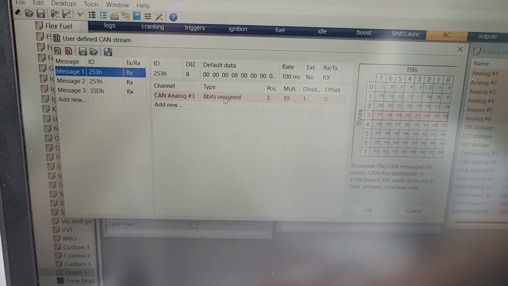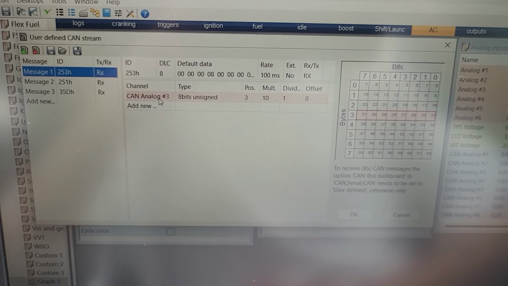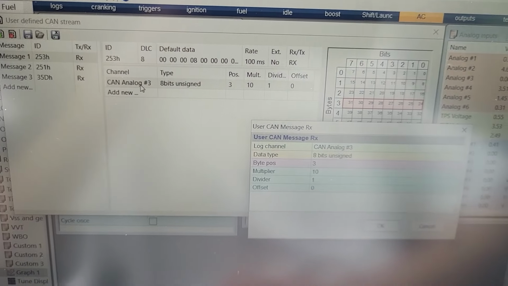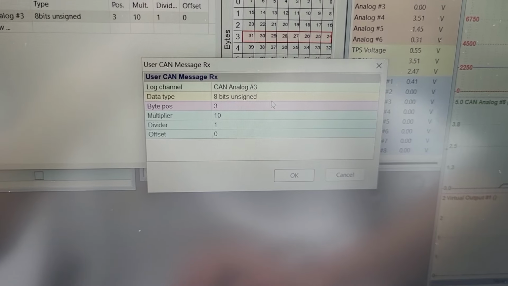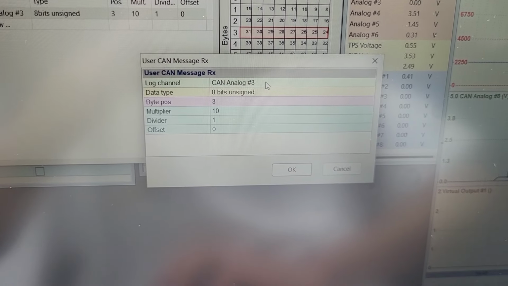Then we need to set up what we're going to do with that message. So channel is in the ECU Master software. What are we going to be defining this CAN message as?